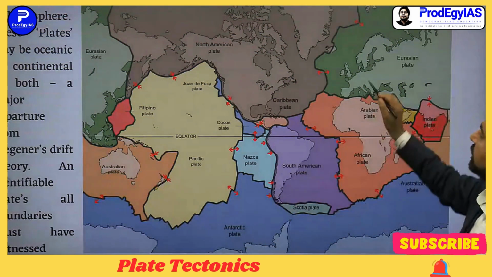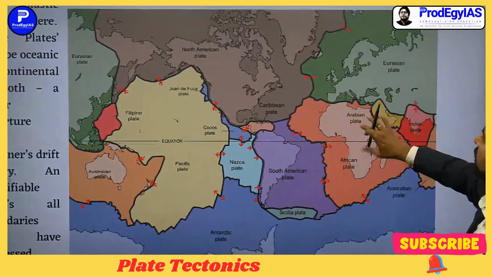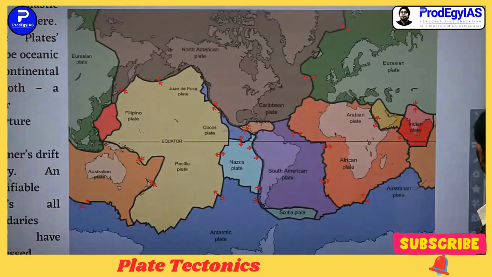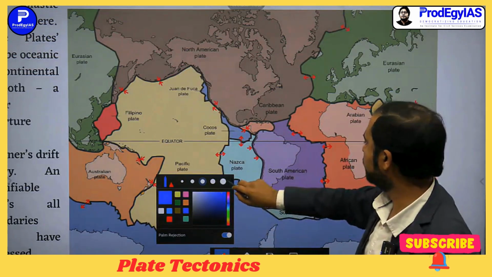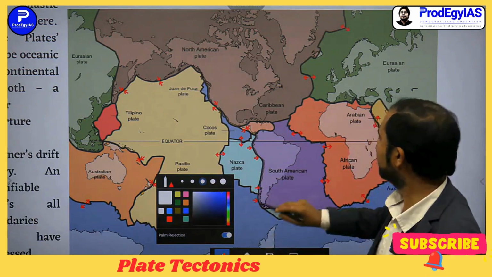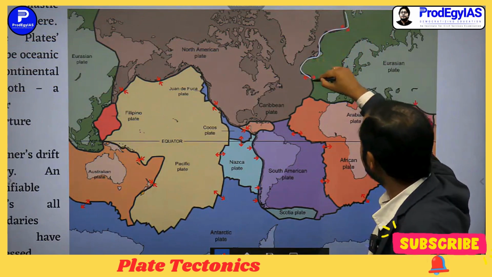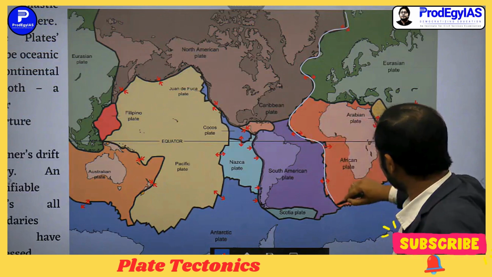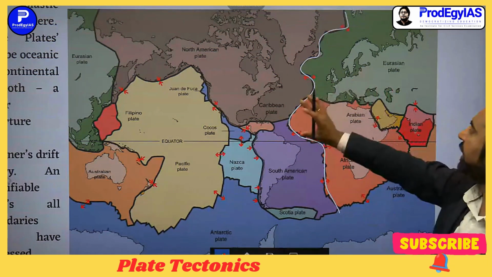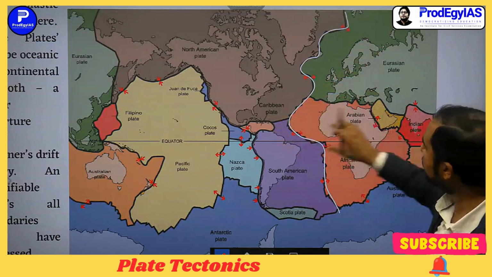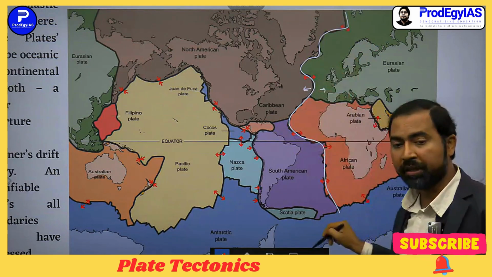Okay, so here you can see that this is the mid-Atlantic ridge part, this part. So this is along this. This is the mid-Atlantic ridge. Okay, this is the most striking feature here. Mid-Atlantic ridge. What is happening here? This is the diverging boundary that we were discussing.